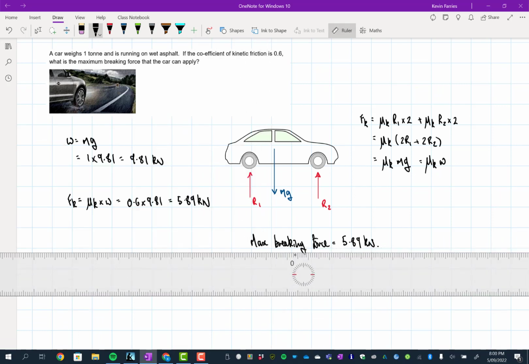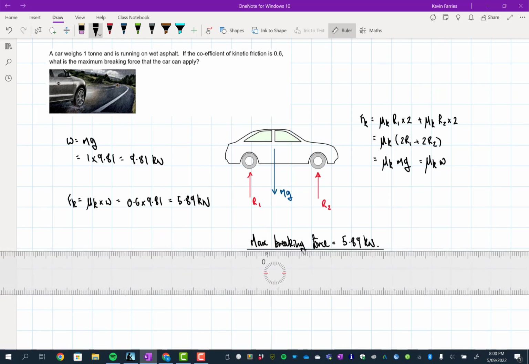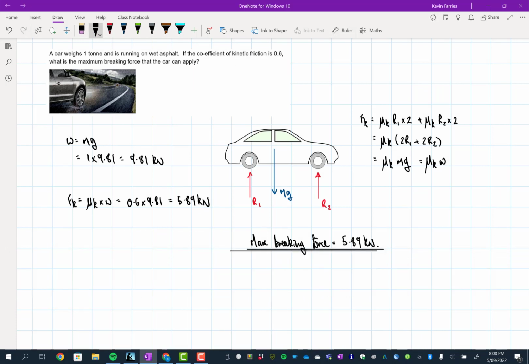Okay, so we'll go on, we'll look at a few more different ideas, and then we'll do some slightly more challenging examples.